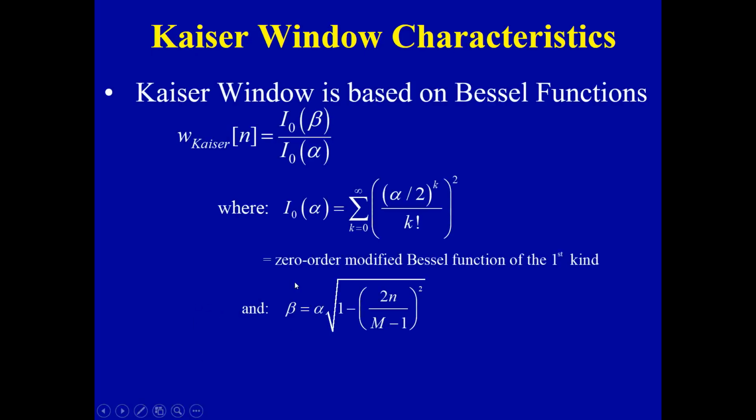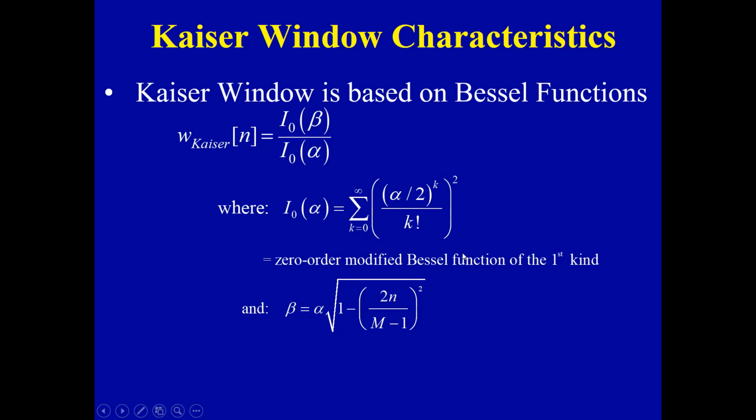The values for the Kaiser window, the W sub n values, are actually a ratio of 2 Bessel functions, where these are 0-order modified Bessel functions of the first kind, which if you're not familiar with them, that's okay. We would typically use tables or special computations to come up with them. They're defined by this particular equation for the Bessel function of the parameter alpha.